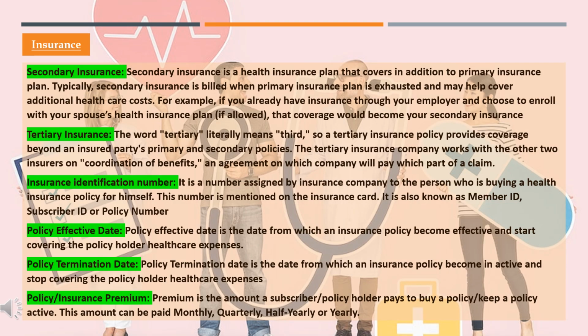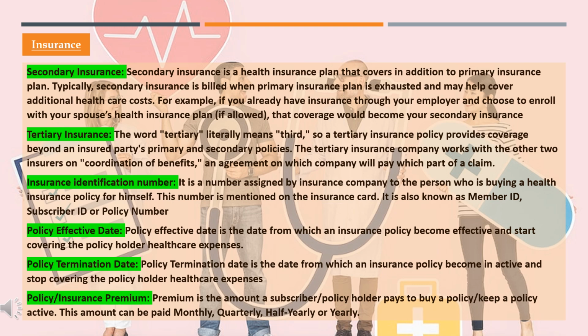Next is secondary insurance. Secondary insurance is a health insurance plan that covers in addition to the primary insurance plan. Typically, secondary insurance is billed when the primary insurance plan is exhausted and may help cover additional health care costs. For example, if you already have insurance through your employer and choose to enroll with your spouse's health insurance plan, if allowed, that coverage would become your secondary insurance.